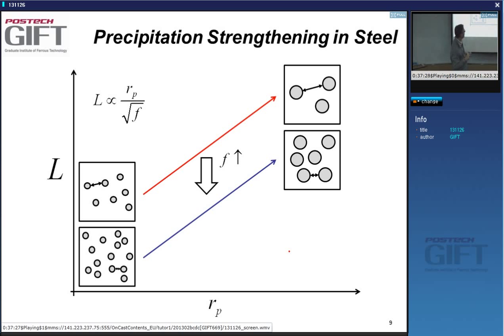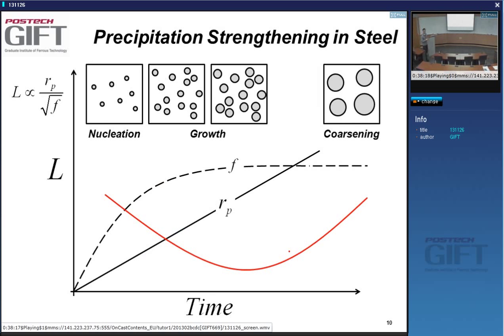And again, if I coarsen the particles at this higher volume fraction, I get an increase of the interparticle spacing. The problem is that when you actually do a precipitation hardening treatment, both these parameters change. At the beginning you have no precipitates, and then you precipitate particles. At the beginning, you have nucleation phenomena. After that, you have growth phenomena, usually diffusion-controlled growth. And then eventually, you get coarsening phenomena.